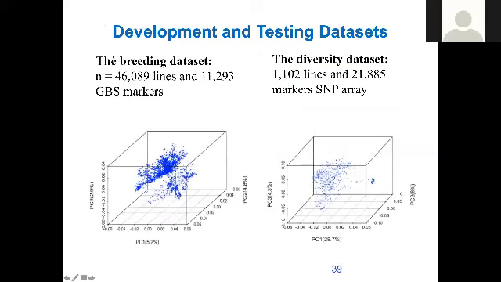So for doing QC, we have two data sets. One is 46,000 lines with GBS markers, and the other is 1,100 lines with an SNP array, with quite a lot of markers. You can see some population structure here.